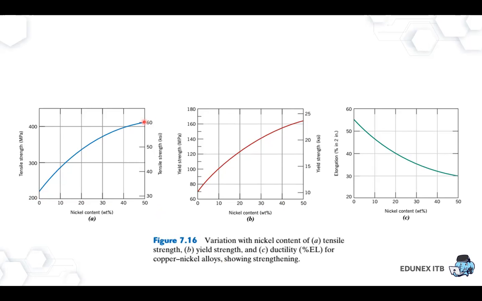Okay, so that means by adding the alloys to the copper nickel, the alloy is added to increase the properties. So you see that the tensile strength is increasing, the yield strength is increasing, and of course it will be sacrificed by the elongation. The elongation will be decreasing with the increasing nickel content.